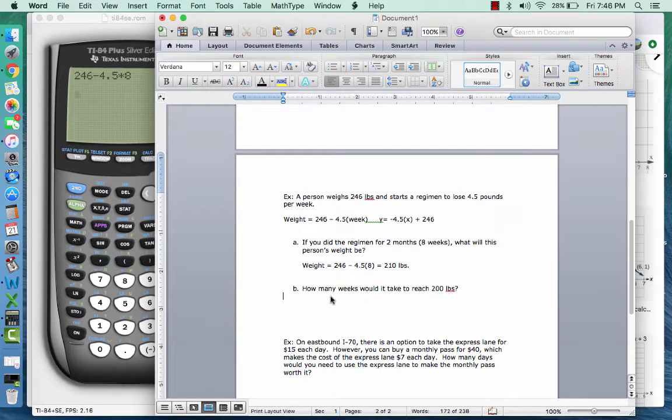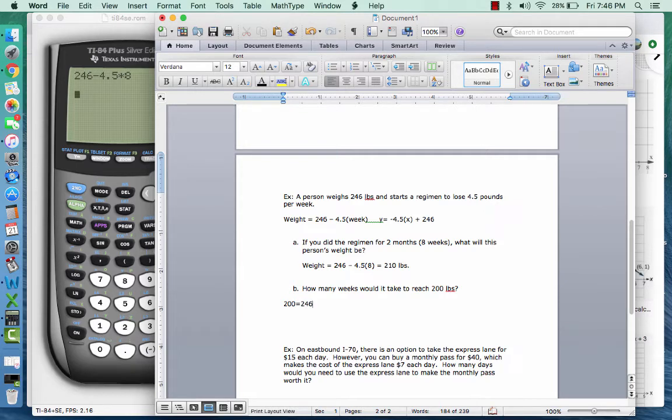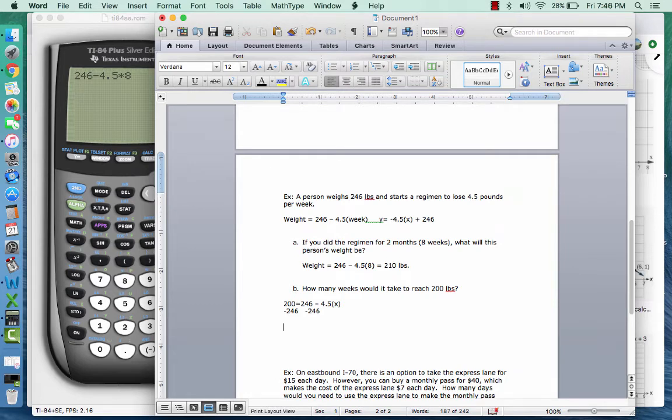This one says, how many weeks would it take to reach 200 pounds? Let's say that was the goal this person is going for. So 200 pounds, I know the weight this time, so I plug that in on the left. And now I need to solve for the number of weeks. So 200 equals 246 minus 4.5 times the number of weeks. To solve this, I subtract 246 from both sides, and I get negative 46 equals negative 4.5 times x. Then I divide both sides by negative 4.5.